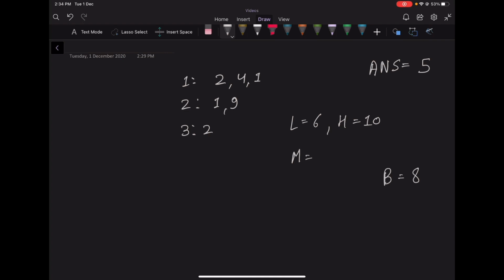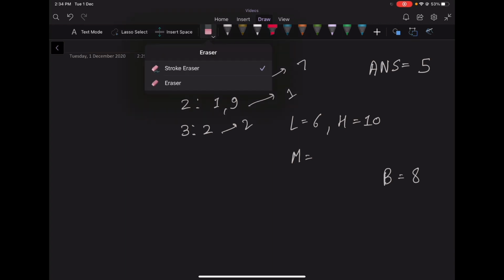If X is 8, then all the 3 chocolate requests will be served, 2 plus 4 plus 1. So the first child will get 7 chocolates. The second child will only get 1 chocolate, because if we give him 9, the total sum will be greater than 8. And the third child will get 2 chocolates. So the total sum is 7 plus 1, 8, plus 2, 10. And that is greater than the chocolates we have, which are 6.